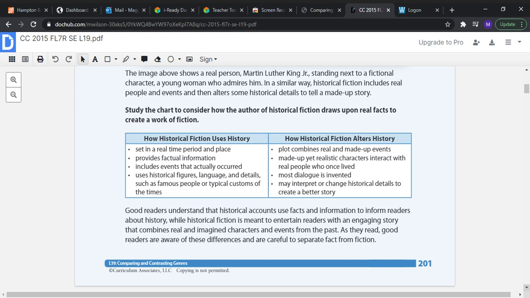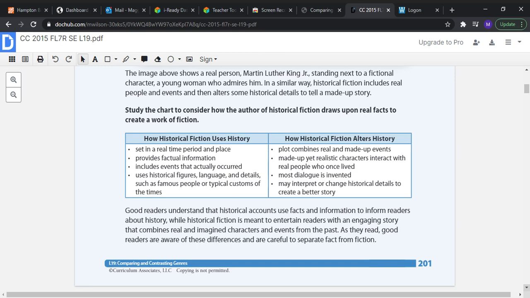Most dialogue is invented. Almost all the dialogue in Titanic is invented because we don't know exactly what people said on the boat, and then authors may interpret or change historical details to create a better story. So sometimes an author can change or interpret historical details to create a better story. And it's really important for you to be able to identify when they're doing that because you can't take historical fiction for fact, because the author does have the freedom to change what they want.